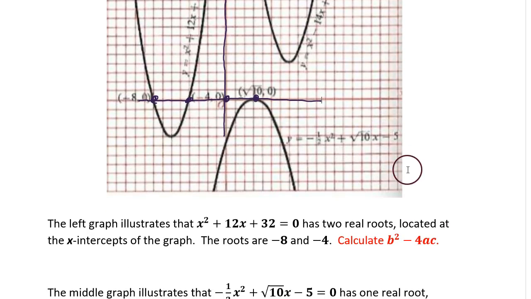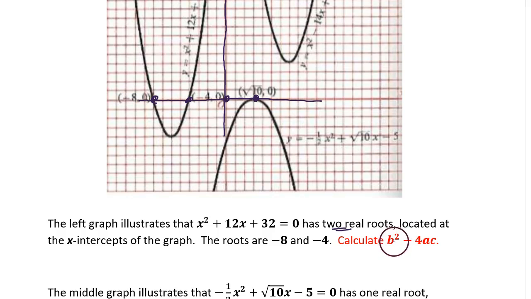The graph on the left is the graph of y equals x squared plus 12x plus 32. The related equation replaces the letter y with a 0 when it's in standard form. That parabola, which crosses the x-axis in two different places, shows us that there are two real number roots to the equation. Here x is -8 and here x is -4. Those are the specific roots.